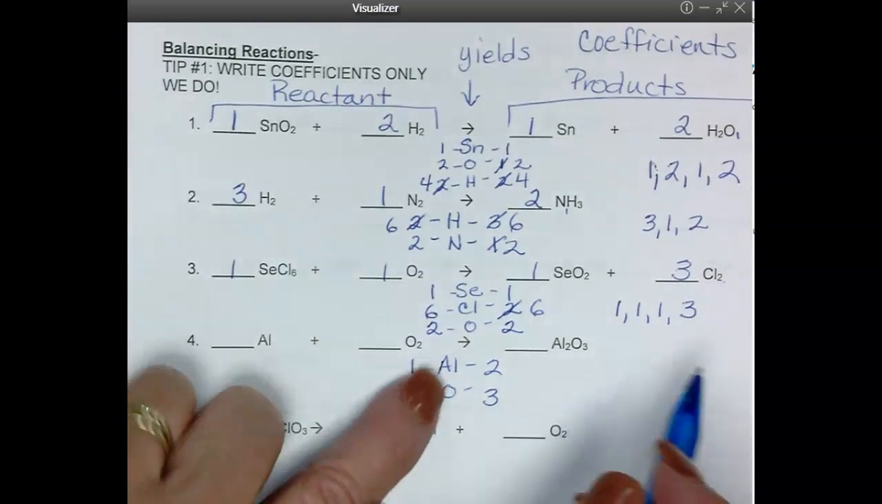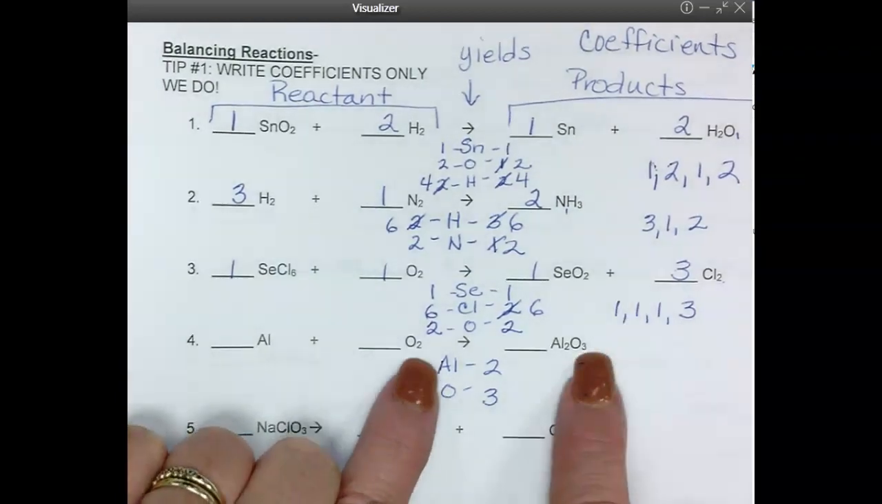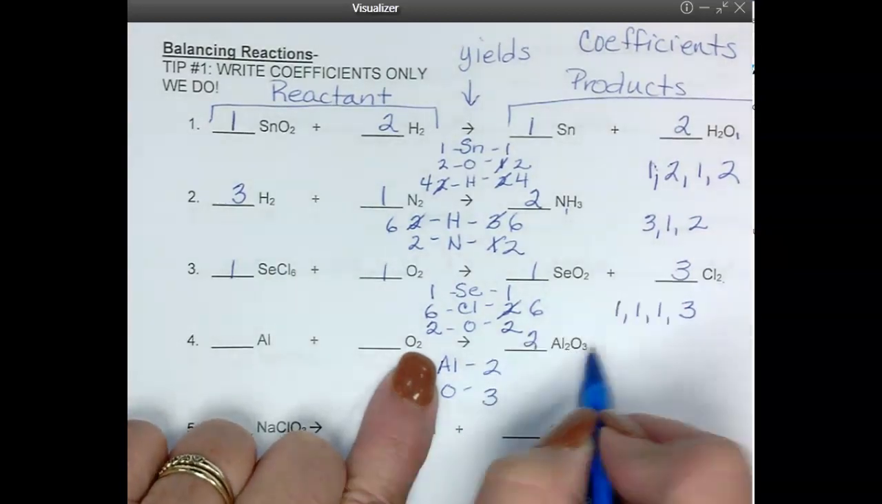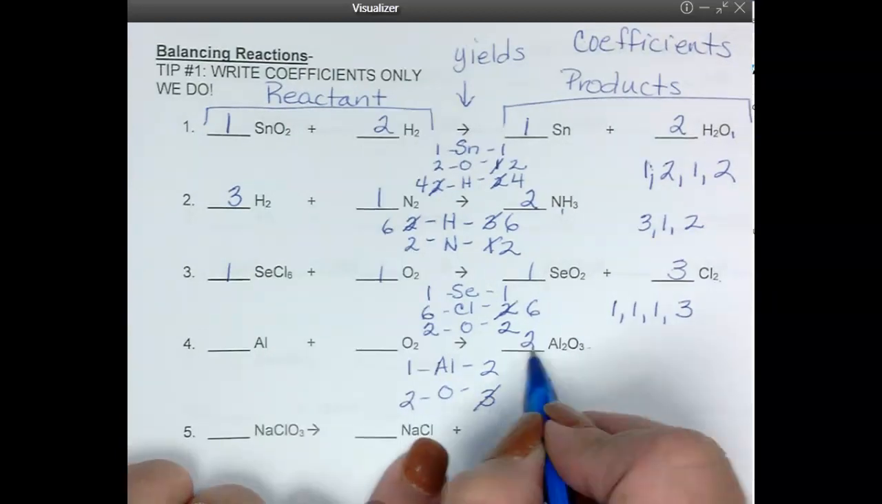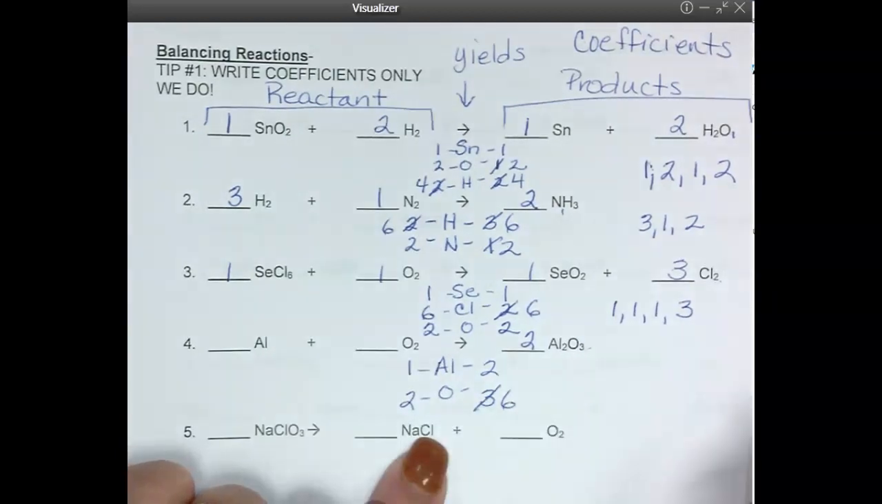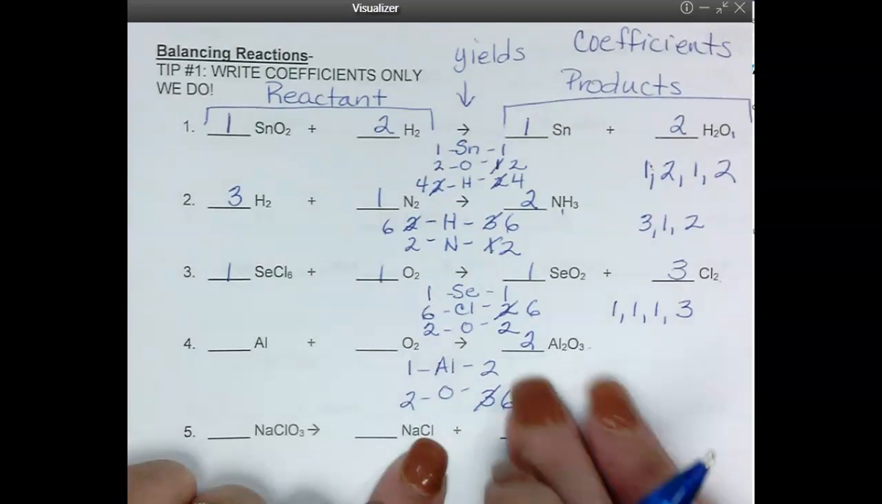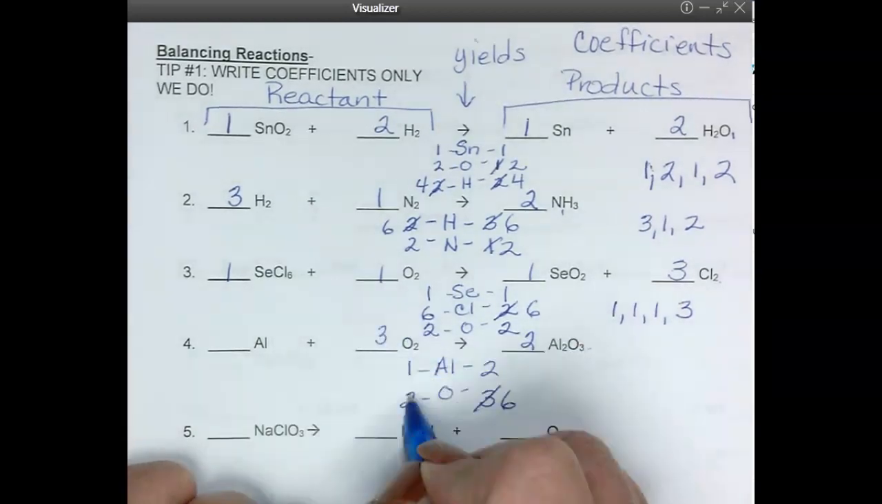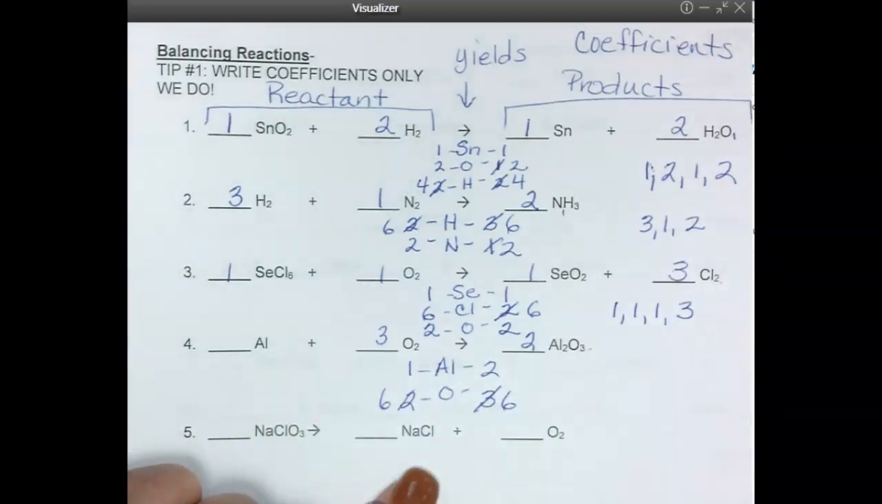So I need my oxygen. It's kind of like when we were balancing our compounds. I have 3 here and 2 here. I need them the same. So if I put a 2 here, that's going to give me 6 oxygens. So if I'm looking at just my oxygen, there's 6. So I need 3 here. That's going to give me 6 also. 3 times 2, 2 times 3.